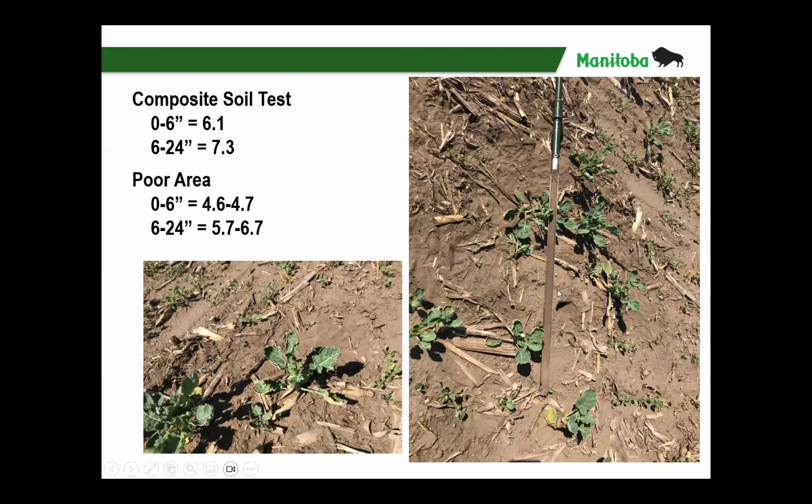of the photo. So what they did was they took a composite soil test. They actually compared the composite soil test, I should say, to where they actually took soil tests in the poor growing area versus the good growing area. And what they found was when they looked in that poor area at the front, where again, there's very patchy growth of this canola, the pH was actually in the top surface around 4.6, 4.7. So far off from that 6.1 that the composite soil test was showing.